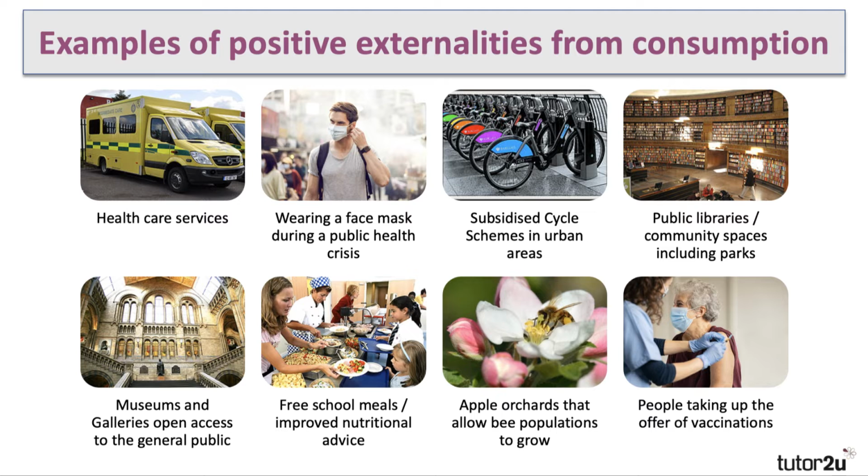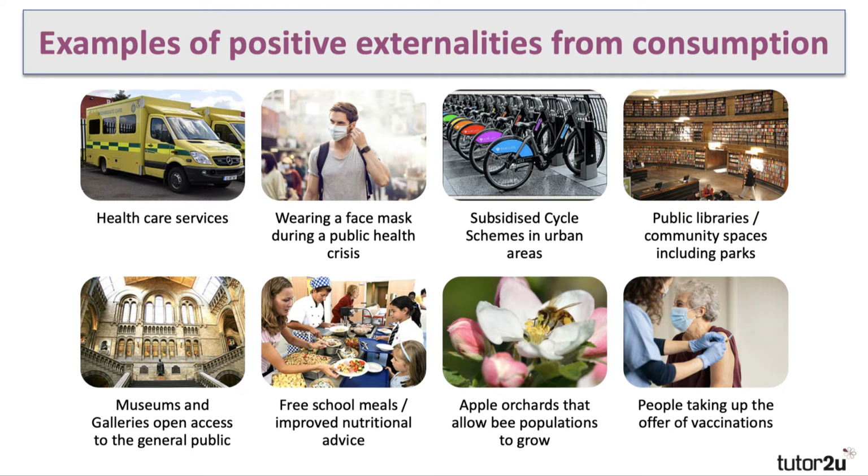The government is trying to encourage people to use their bikes and exercise more, so subsidised cycle schemes in urban areas can generate positive spillovers. So too the wider use of public libraries, museums, galleries and community spaces, both indoors and outdoors. There must be significant external benefits from that. Keep in mind, of course, during the pandemic, during lockdown, limited access to these spaces has had a significant impact on people's mental as well as physical health.